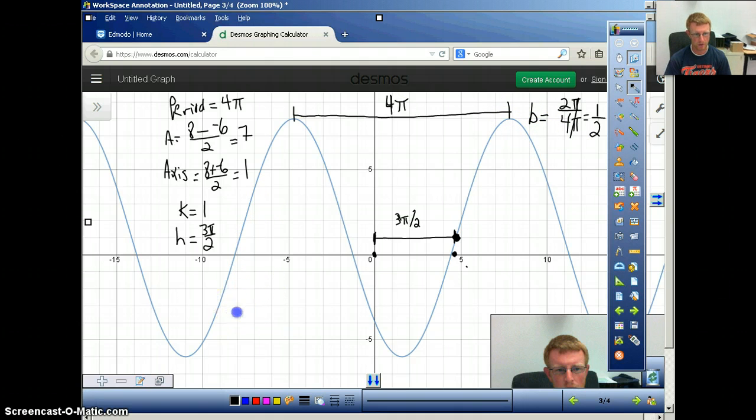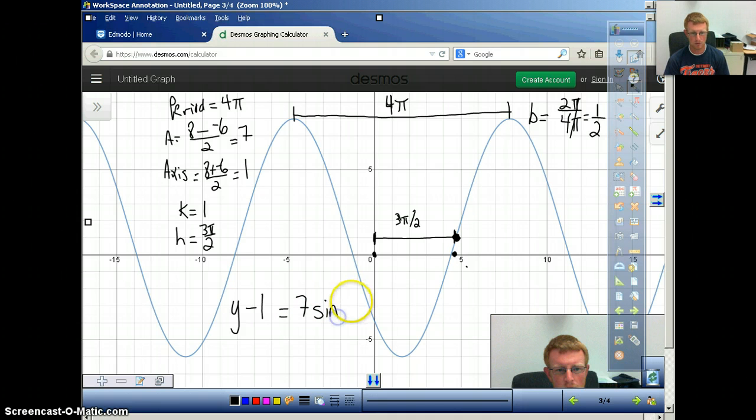It's going to look like this. y minus 1, because that's what our k value is, equals 7, because that's what our amplitude is, sine of 1/2, that's our b, and in parentheses it would be x minus 3 pi over 2.